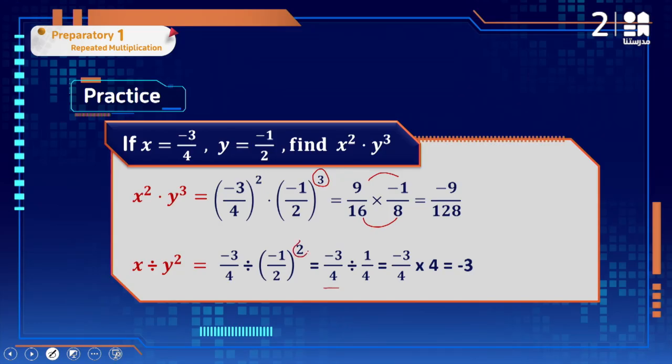Okay, I'm going to write negative 3 over 4 as it is. Then what about negative half to the power of 2? Ignore the negative sign because the exponent is an even number. So it will be 1 over 4, because 2 times 2 is 4.